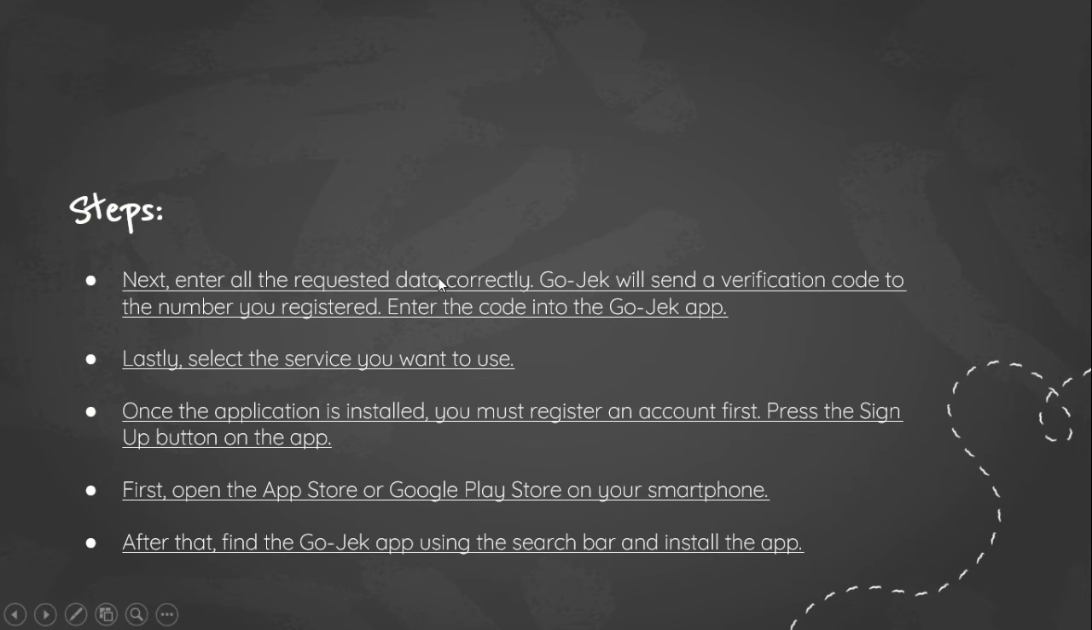Time is up. Let's check. Which sentence comes first? Yes, it is. First, open the App Store or Google Play Store on your smartphone. What's the next one? Excellent. It is. After that, find the Gojek app using the search bar and install the app.